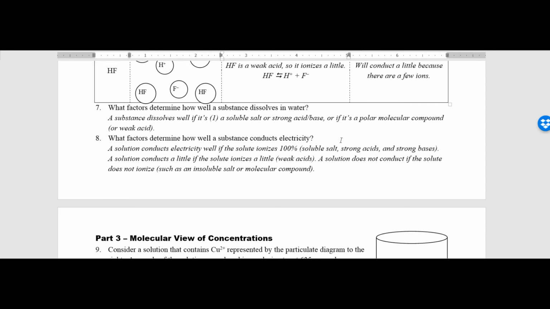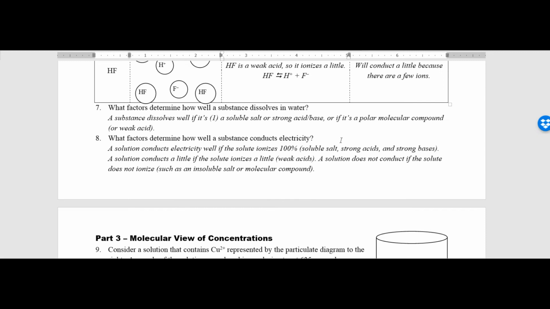The second part says a solution conducts a little bit if the solute ionizes a little, like weak acids. They conduct a tiny, tiny bit, but not very much. Lastly, a solution does not conduct if the solute does not ionize, such as insoluble salts or molecular compounds. Silver chloride was an insoluble salt, so it's not going to conduct any electricity because it doesn't have any cations or anions, or not enough anyways to make a difference.